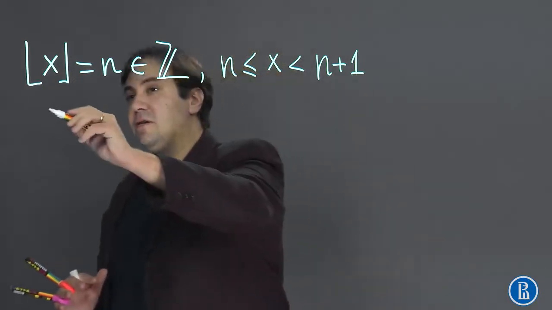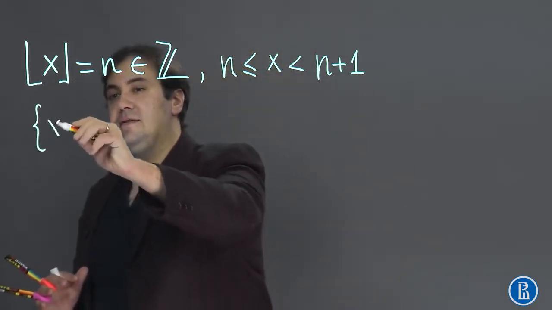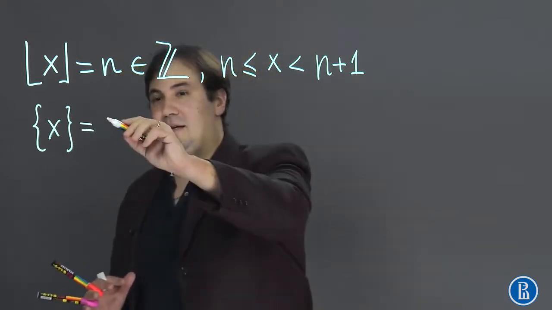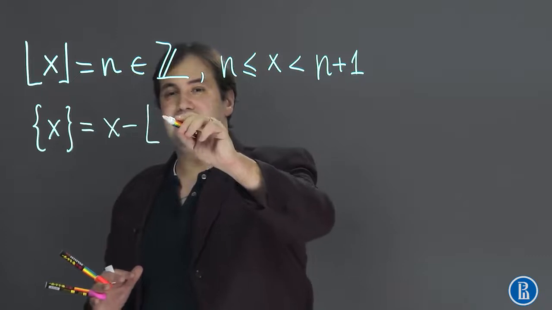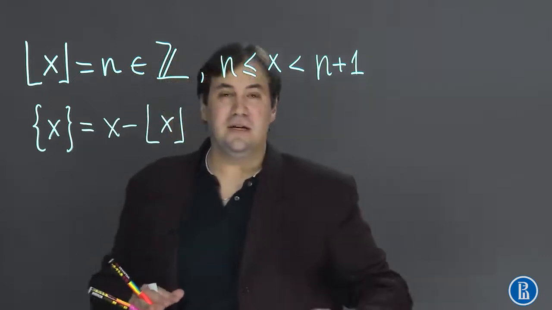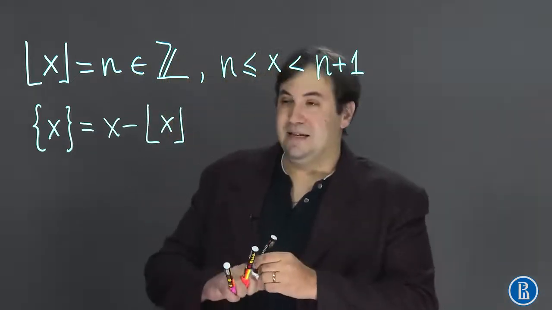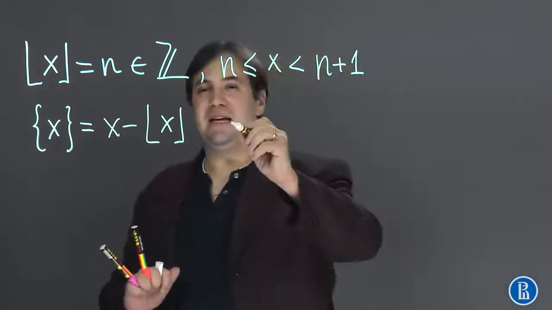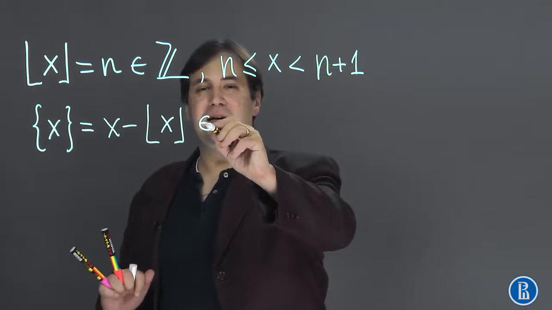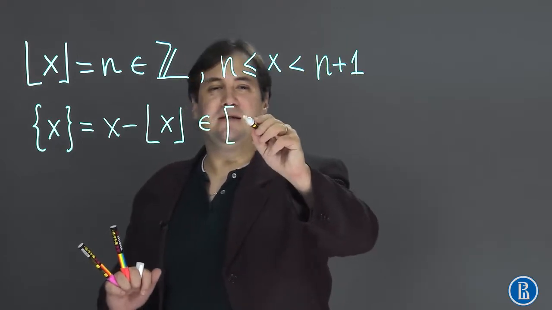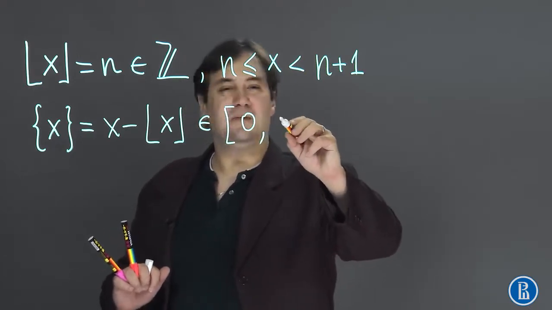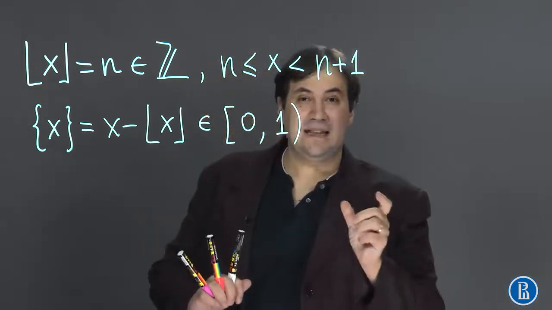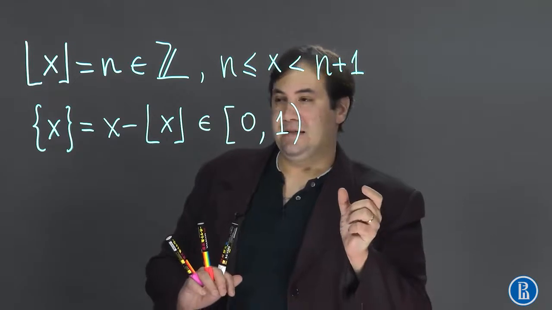And the fractional part of x is simply x minus its integer part. So it is the small thing. We understand that it is always within the same interval 0 to 1. It is a very small thing that makes x non-integer.